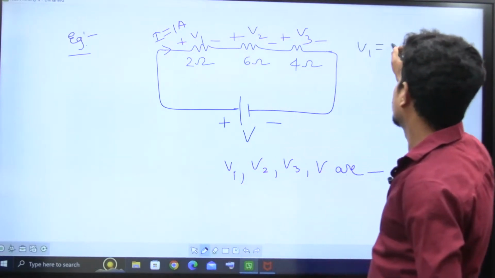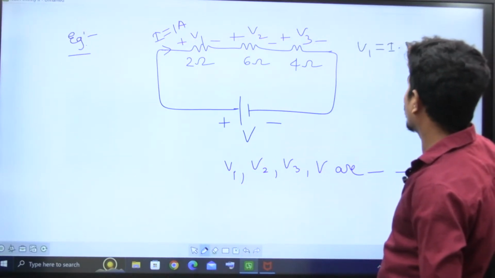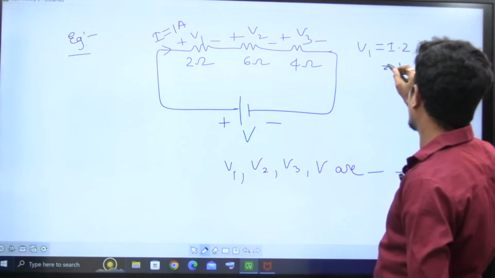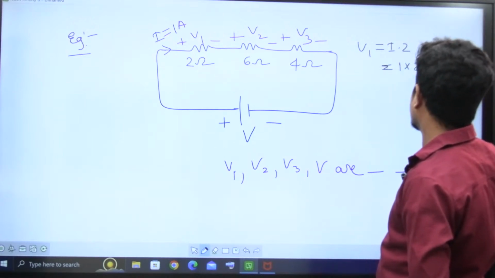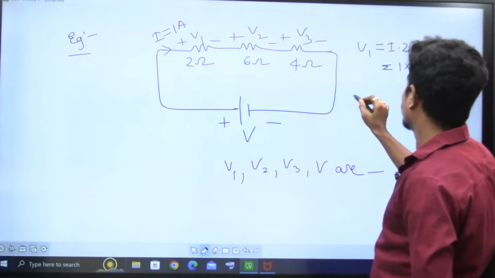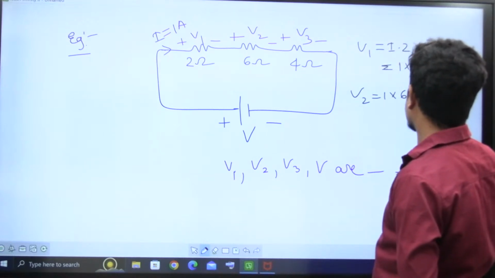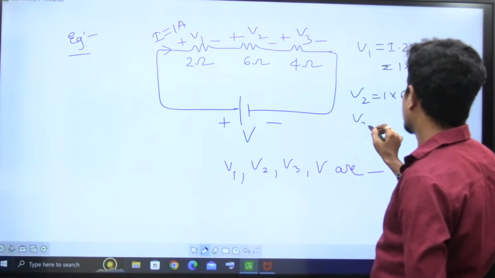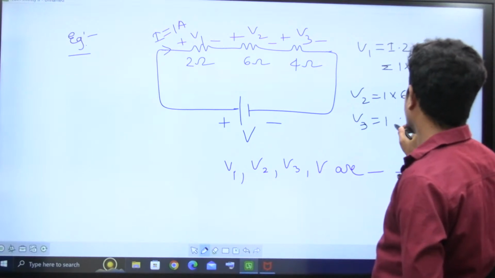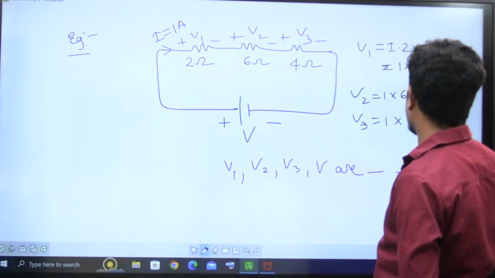V1 is equal to current into resistance R1, which is 2. So current is 1 ampere into 2 is 2 volt. Second one, V2, current is 1 ampere into resistance 6, that is 6 volt. V3, current is 1 ampere and resistance is 4, so it is 4 volt.